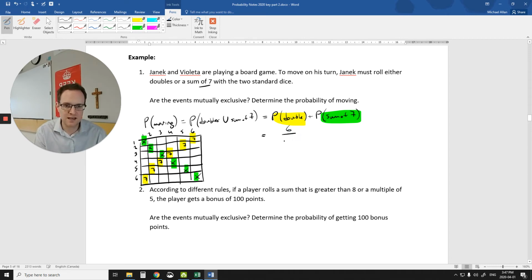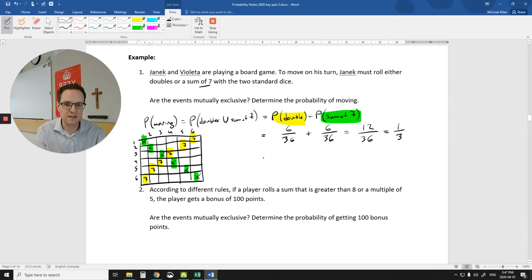So 6 out of 36, I think it is. Yeah, 36 in my sample space. And the probability of rolling a double is also 6 out of 36. This is 12 out of 36. They have a common denominator, so you just add them together.